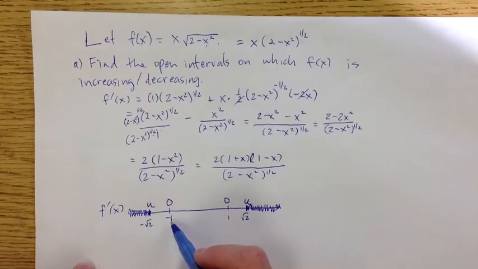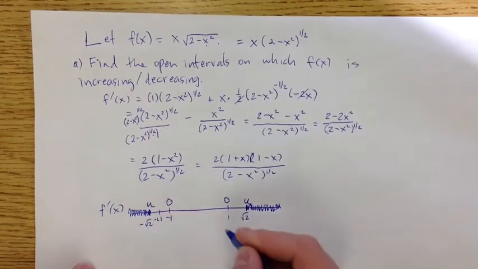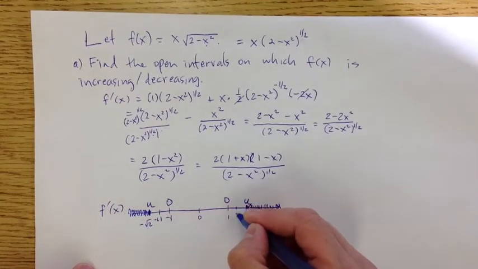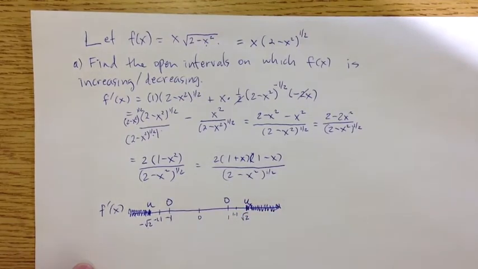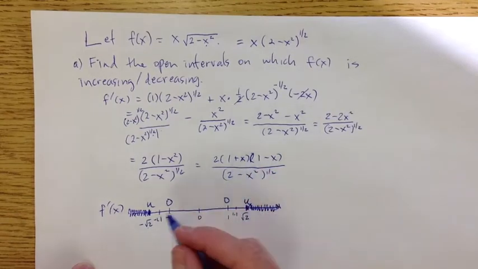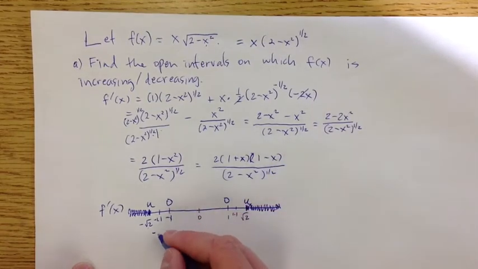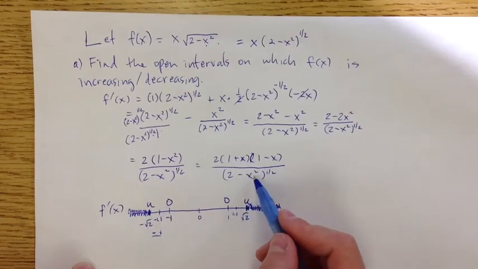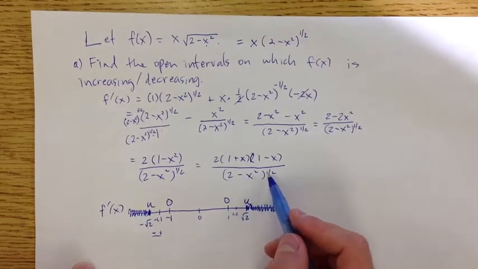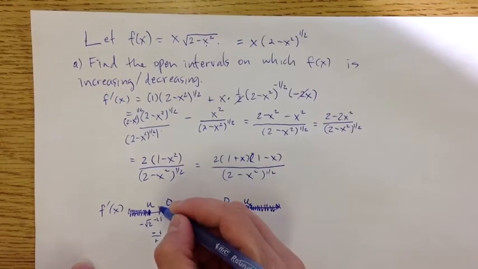So now we pick a value of x between negative root 2 and negative 1. I'll choose maybe negative 1.1. Then I'll choose 0. Then I'll choose 1.1. So if x is equal to negative 1.1, I have 1 plus negative 1.1, that's negative. 1 minus a negative 1.1, positive. 2 minus 1.1 squared, that's going to be positive. So negative, positive, positive, we have negative.